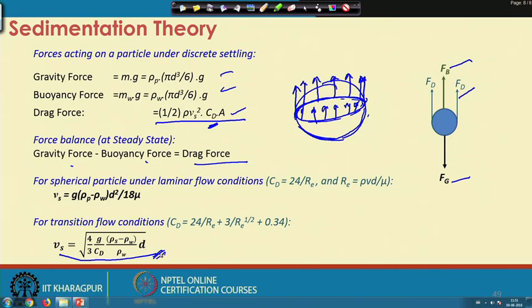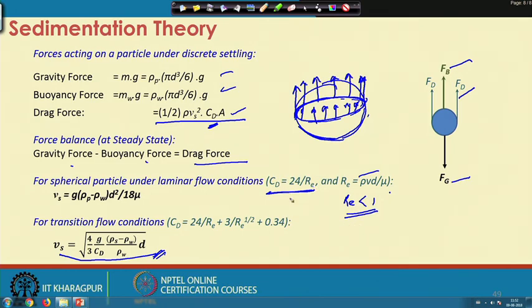This is the typical settling velocity that we will get from equating these forces. Now, there are some simplified cases. Let us say we have a laminar flow condition, where the Reynolds number is less than 1. The Reynolds number is expressed as rho v d by mu, and for laminar flow the coefficient of drag is typically taken as 24 by Re, so 24 by Reynolds number.